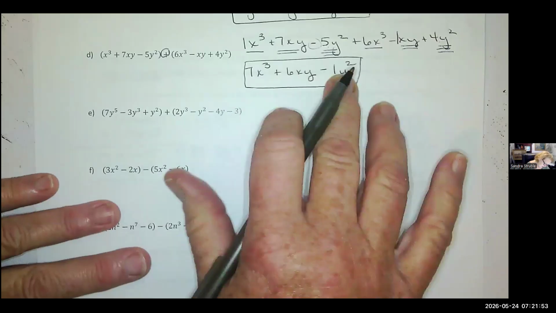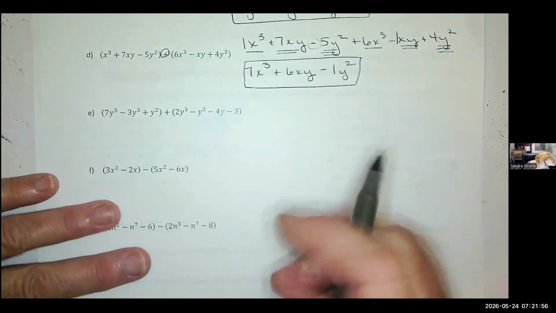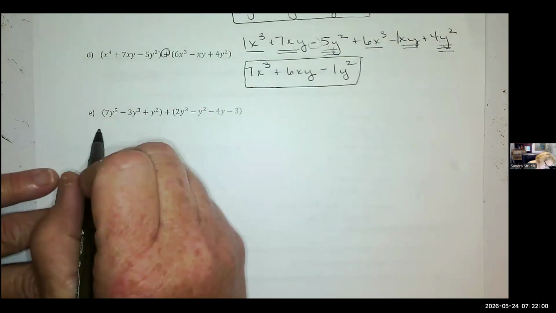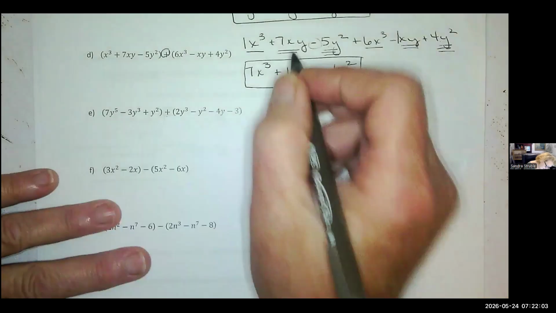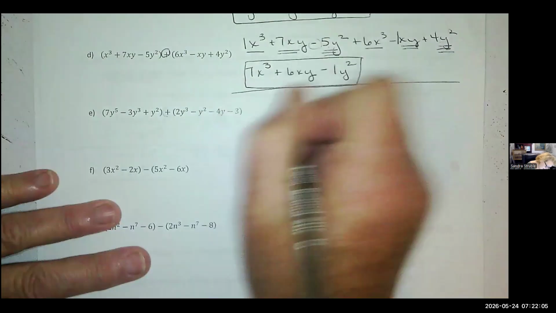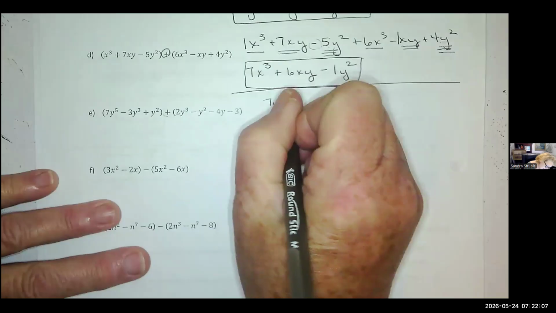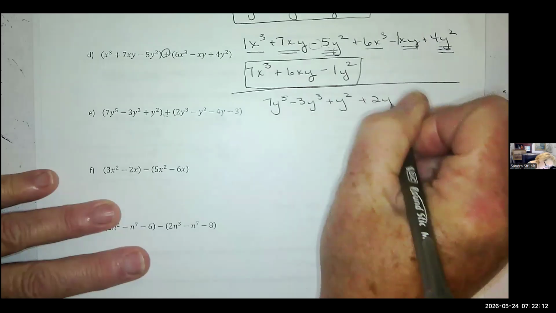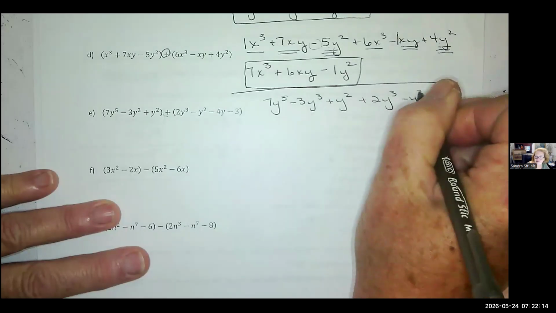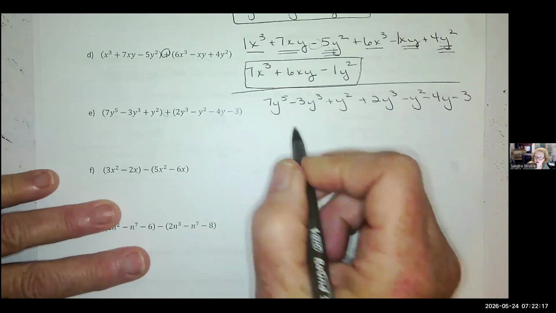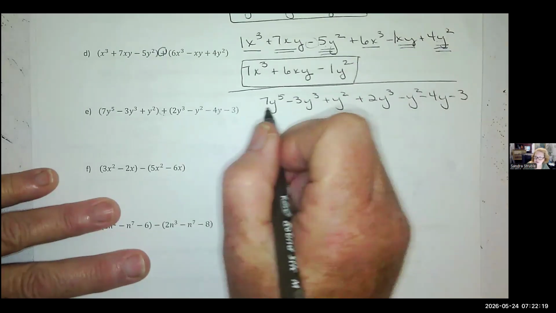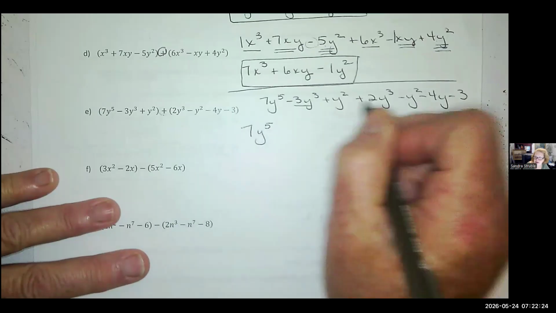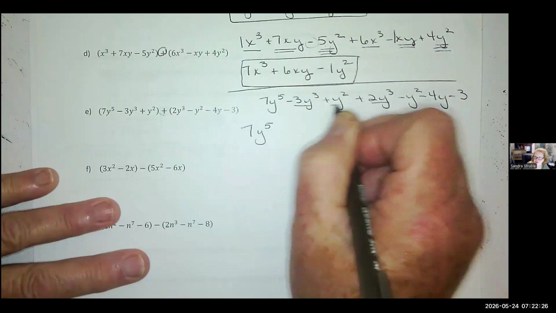So, all right, next one is 7y to the 5th. We're adding again and combining like terms. 7y to the 5th minus 3y cubed plus y squared plus 2y cubed minus y squared minus 4y minus 3. All right, y to the 5th, there's only 1. Just bring that down. Y cubed, we've got. Y squared, we have. And then we've got only these two here.